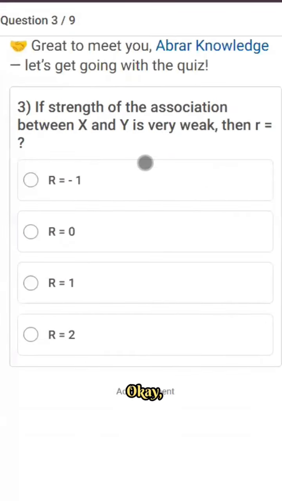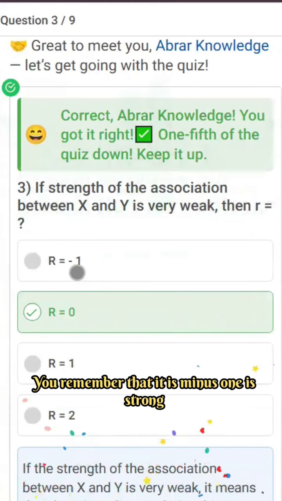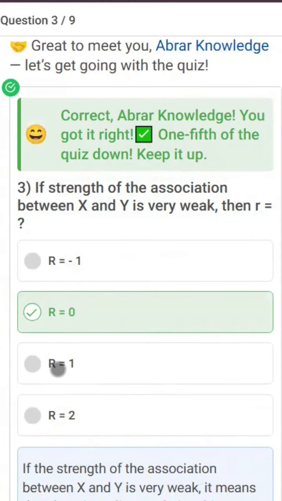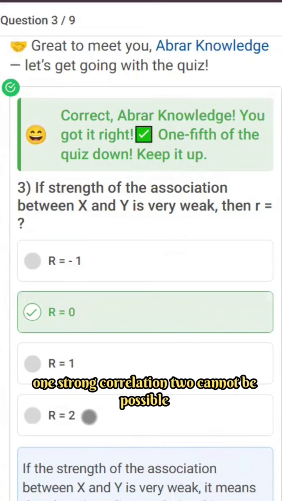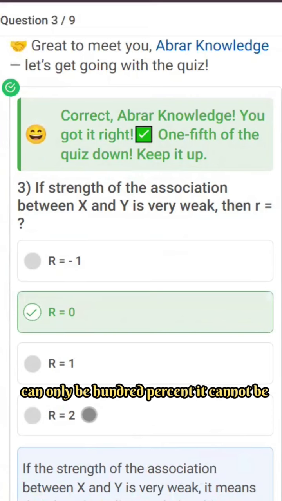So if the strength of the association between X and Y is very, very weak, that means it is zero. You remember that -1 is strong negative correlation, +1 is strong positive correlation, and 2 cannot be possible. So the R value, the correlation value, can only be 100%. It cannot be more than 100.